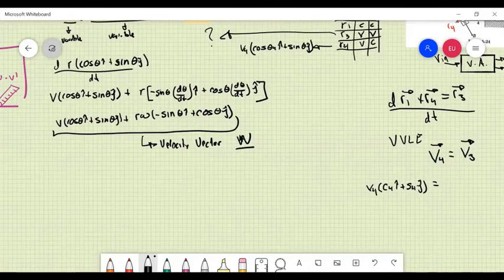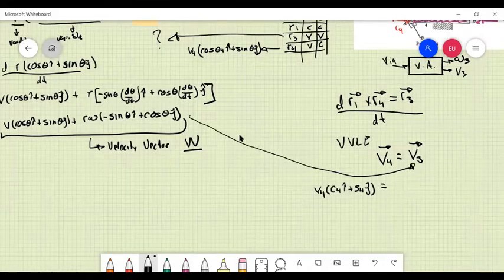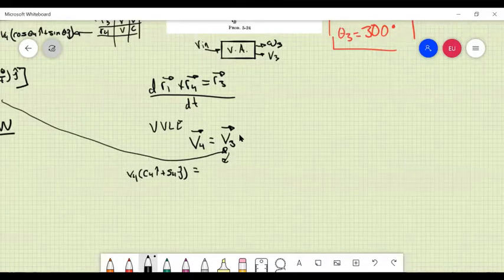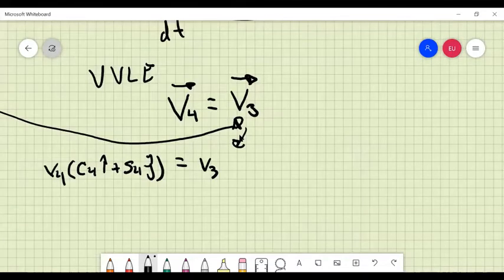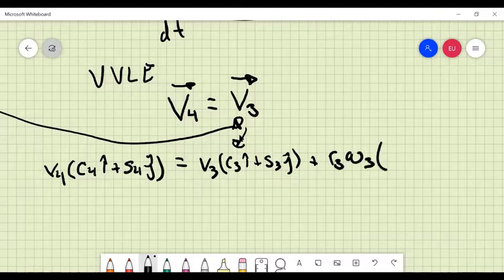So I'll use this guy, use it here, and use it here. So it would be linear velocity 3 cosine of theta 3 sine of theta 3 plus the other bit, which is R3 omega 3 minus sine of theta 3 plus the cosine. And all that is my expanded version of the velocity vector loop equation.